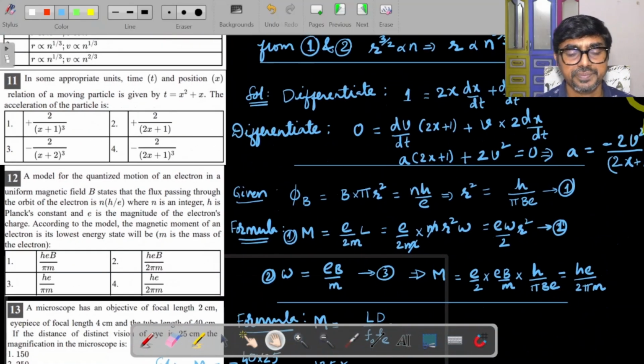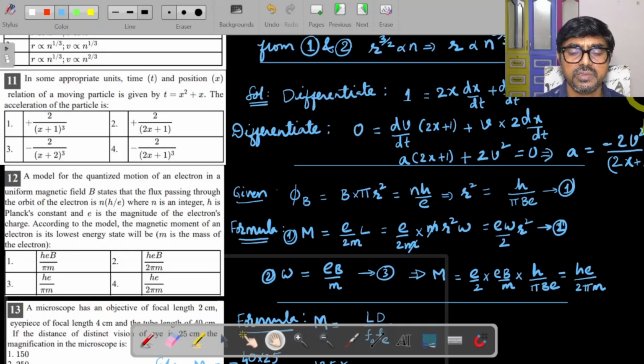Next question. Yeah, the quantization is very important. Definitely this question is slightly tricky. Right. Next question. 11th. In some appropriate units, time t and position x relation of the moving particle is given by t equal to x squared plus x.